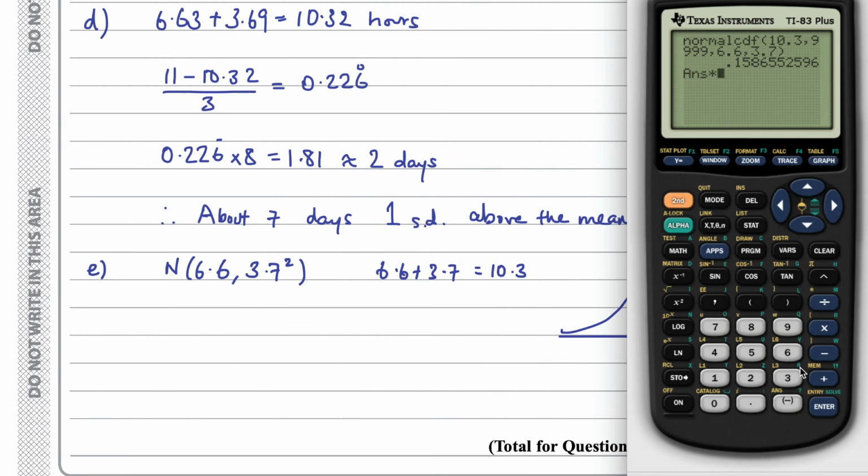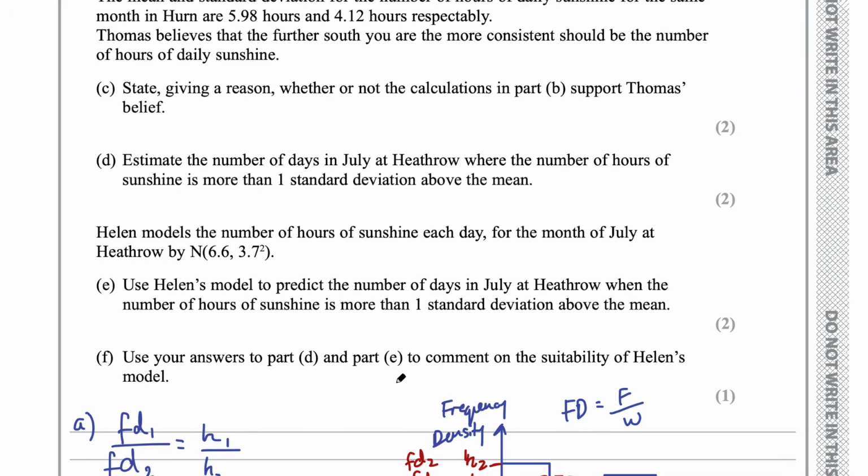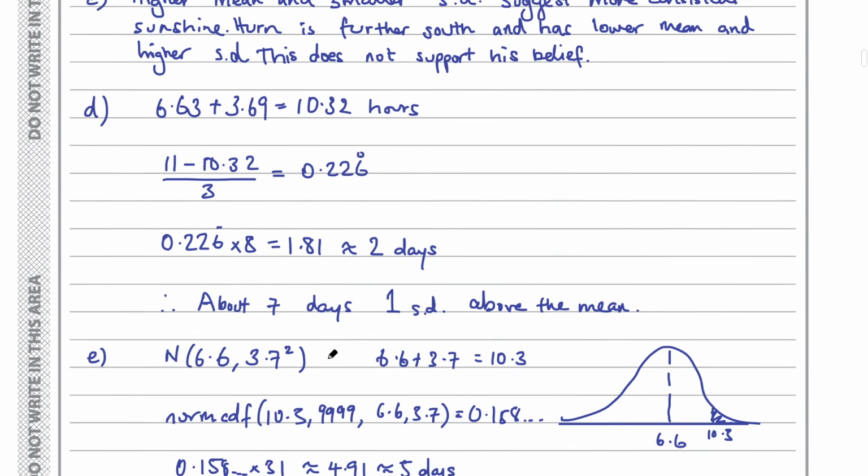So we need to multiply that by the number of days in July, 31, to get the number of days. So 4.91, about 5. So I'm just going to write that function down and my answer. There you go. And then we multiplied that by 31 to get the number of days, which was approximately 5 days. So that was for part E. Part F says use your answers to part D and E to comment on the suitability of Helen's model. So let's compare the answers from D and E.